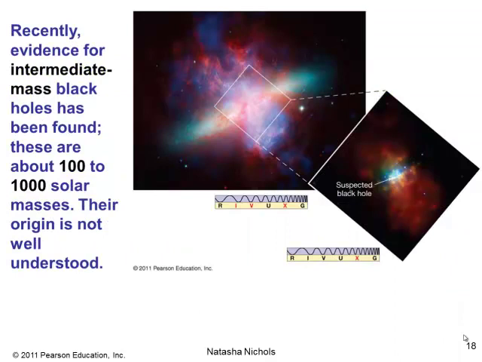Recently, evidence for intermediate mass black holes has been found. These are about 100 to 1,000 solar masses. Their origin is not well understood yet. Right here you see X-ray observations in the inset of the interior of the starburst galaxy M82, shown at the top picture. It's about 100,000 light-years across and 12 million light-years away.